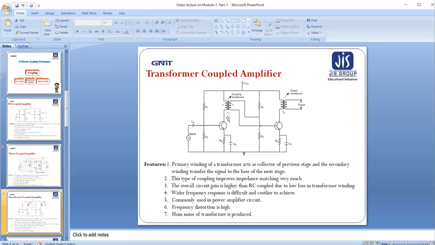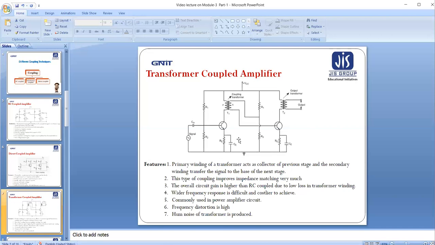The features of the transformer coupling are: the primary winding of the transformer acts as the collector load of the previous stage, and the secondary winding transfers the signal to the base of the next stage. This type of coupling improves the impedance matching very much, because, as already mentioned, due to the presence of the coil its impedance will not be sufficiently high. So this impedance will be matched with the load impedance, so the maximum power will be transferred to the load.